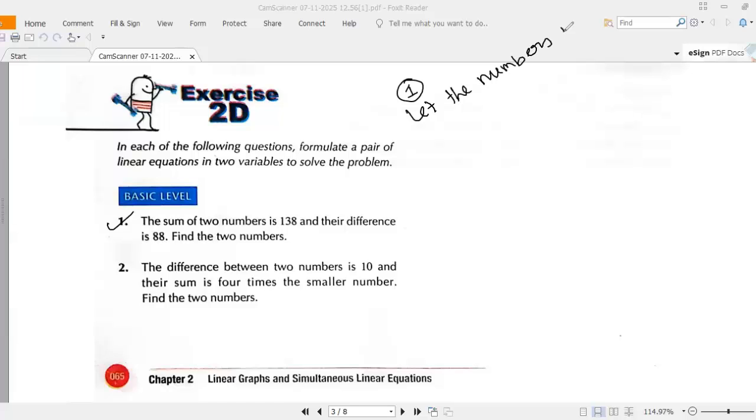let the numbers be x and y, where we can say x is greater than y. That is better because one is the bigger number and another one is the smaller number.